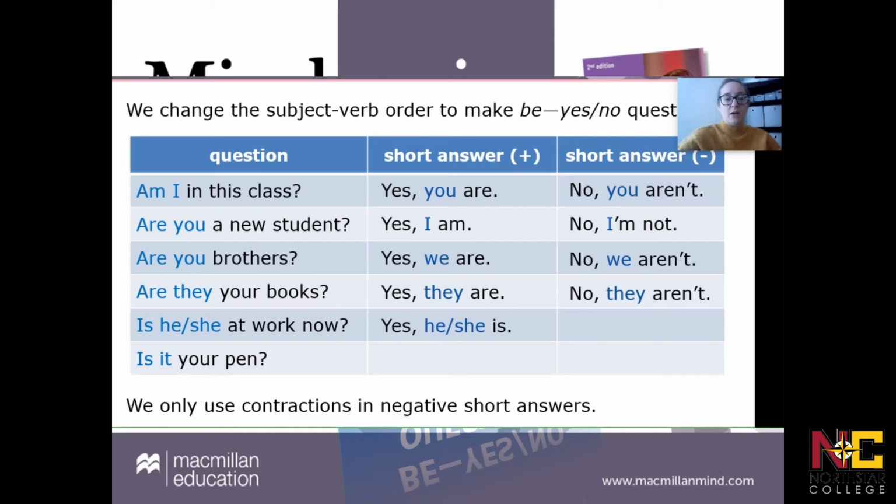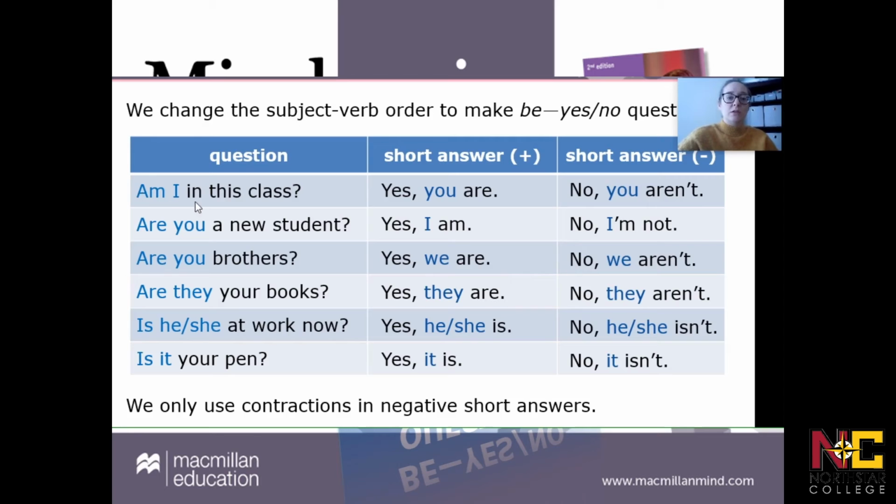Is he, she at work now? Yes, he, she is. No, he, she isn't. Is it your pen? Yes, it is. No, it isn't. So remember, we only use contractions when it's negative, right? We don't do it when it's affirmative.